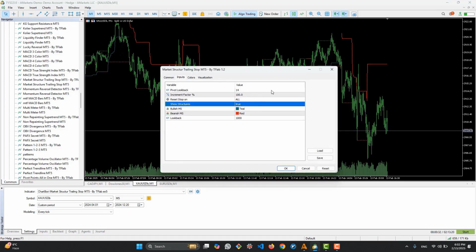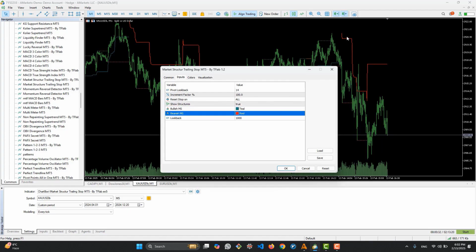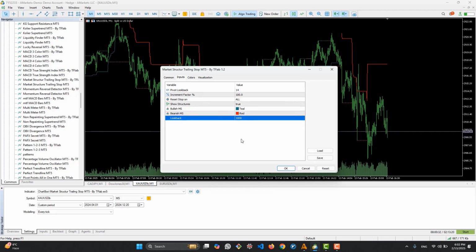The next option, if set to true, will display these market structure breaks ahead and as dashed lines, and if set to false, it will not display them. There are also two colors for the stop loss in bearish and bullish modes, which are the stop loss for sell trades and buy trades, and we can specify their colors here. The last option is the number of candles that it goes back on the chart to perform the calculations.